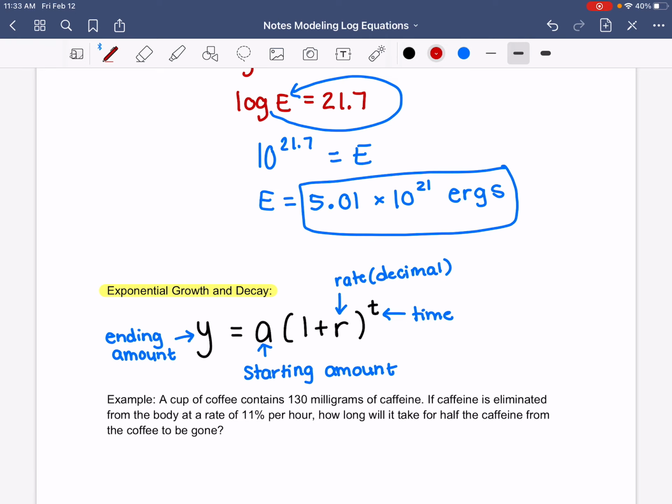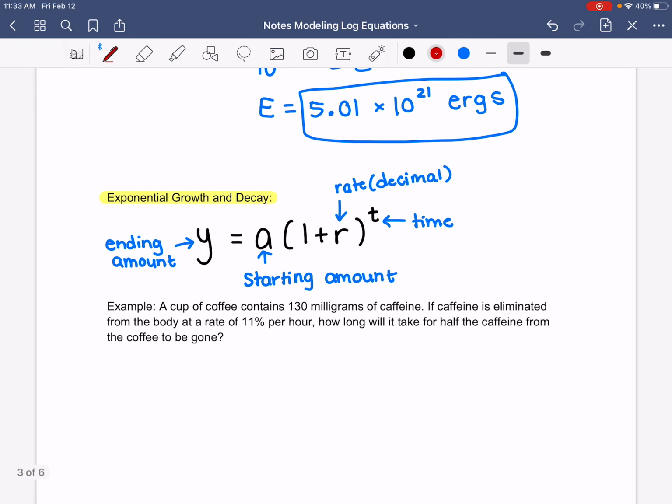So we're going to go ahead and do an example using this exponential growth and decay formula. So go ahead and pause and write out your example. It says a cup of coffee contains 130 milligrams of caffeine. If caffeine is eliminated from the body at a rate of 11% per hour, how long will it take for half of the caffeine from the coffee to be gone?